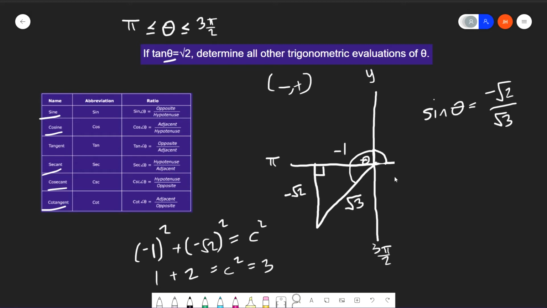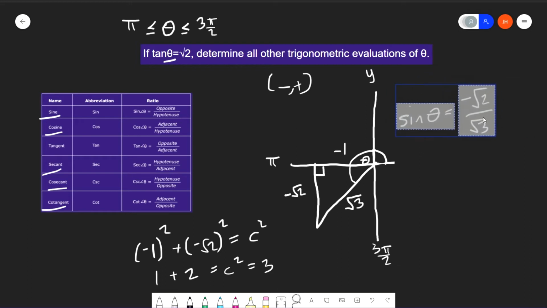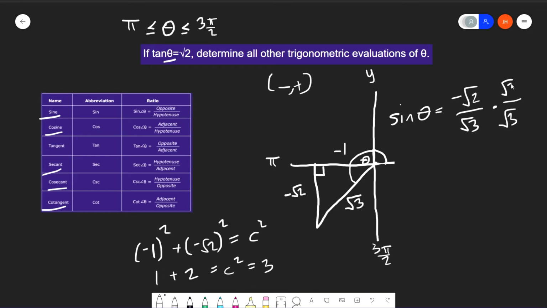Now, I'm going to want to actually, remember, rationalize my denominator here. So what I need to do is I need to take this and multiply the top and bottom by square root 3. And that gives me that the sine of theta here is negative square root 2 times square root 3 is square root of 6. We've discussed this in class, but remember, when you have two square roots multiply each other, their insides will multiply into a single square root. And then square root of 3 times square root of 3 is 3. So negative square root of 6 over 3 is the sine of this angle.